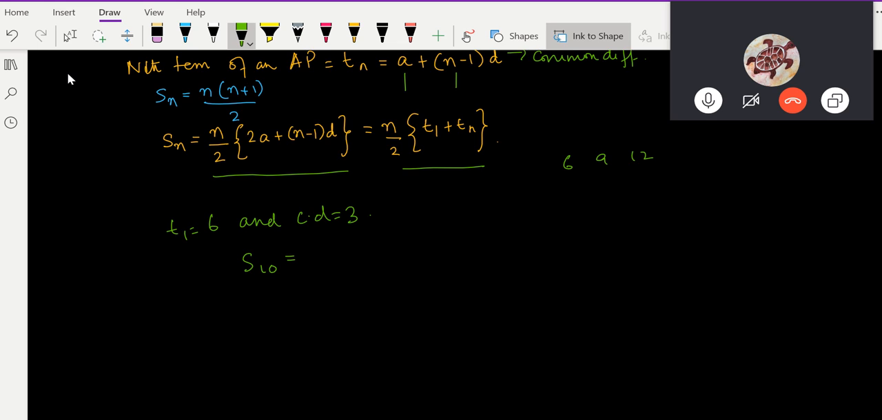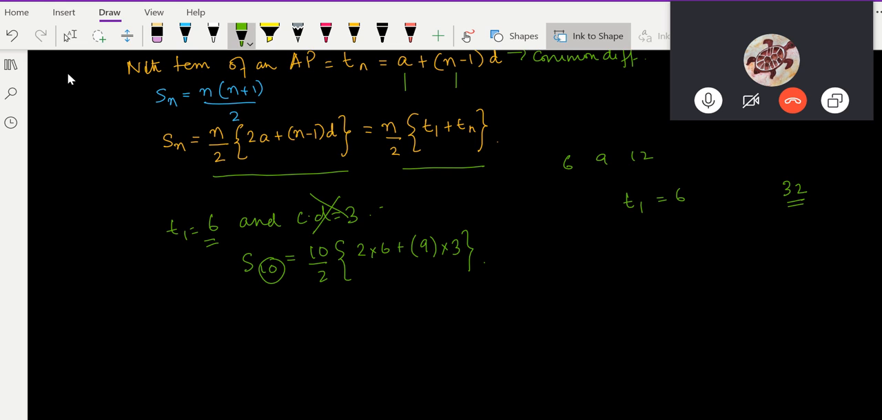So sum of 10 terms will be equal to 10 by 2, number of terms, 10 is n, so 10 by 2 into twice the first term, which is 6, plus n minus 1 into d. So n is 10, so 9 into 3, whatever the value is. Okay, I'm not calculating it. So this is one way of calculating it. But if I don't give you the common difference, I tell you that the first term is 6 and the last term is 32.